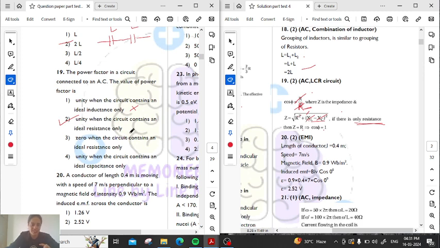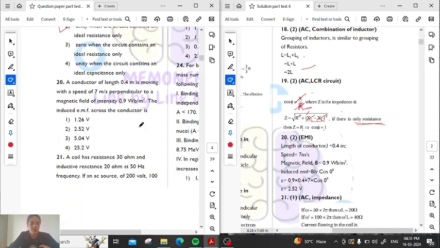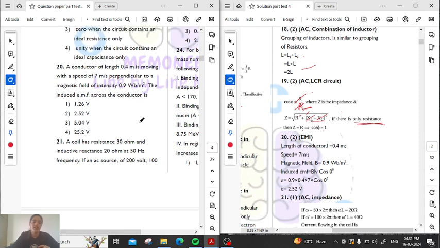तो यही आंसर था. Let's move to the 20th question, which is a conductor of a length 0.4 meter is moving with the speed of 7 meter per second perpendicular to the magnetic field of intensity 0.9. Again, क्या क्या गिवन है? लेंथ गिवन है, स्पीड गिवन है, मैग्नेटिक फील्ड इंटेंसिटी गिवन है, इंड्यूस ईएमएफ बताना है आपको. Chapter question is from chapter EMI, है ना. So length given है 0.4, स्पीड गिवन है, मैग्नेटिक फील्ड, तीनों चीज़ें गिवन हैं. हमें क्या निकालना है? इंड्यूस ईएमएफ.